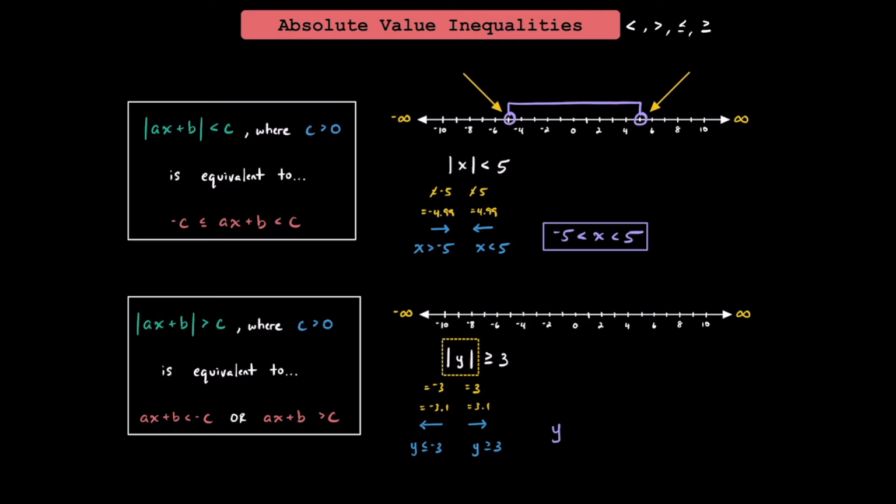Since either one of these inequalities makes this true, we can say that y is less than or equal to negative 3, or we can say y could be greater than or equal to positive 3. As long as y fits into one of these categories, we're going to make this absolute value inequality true.